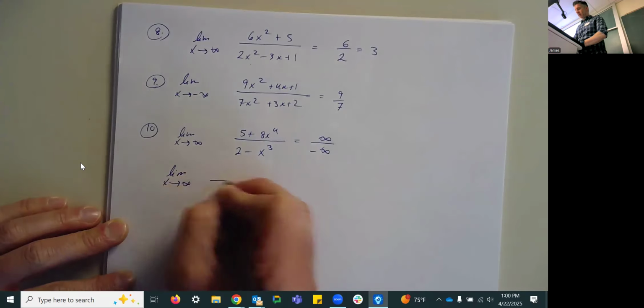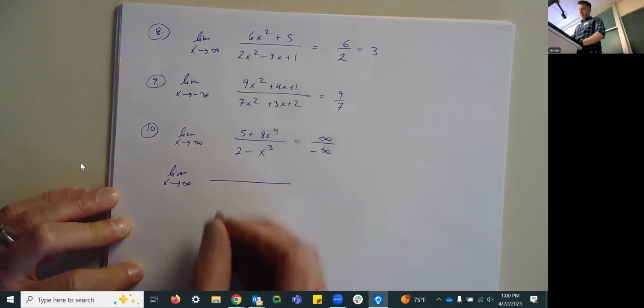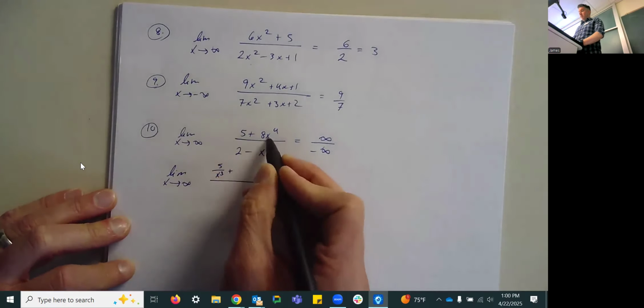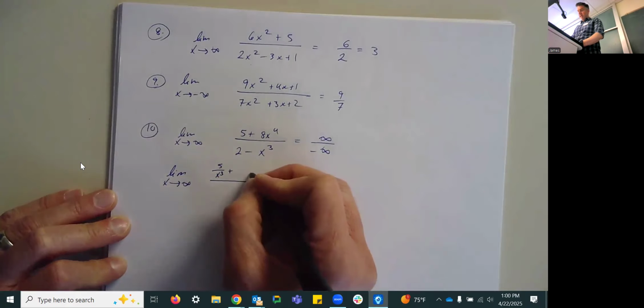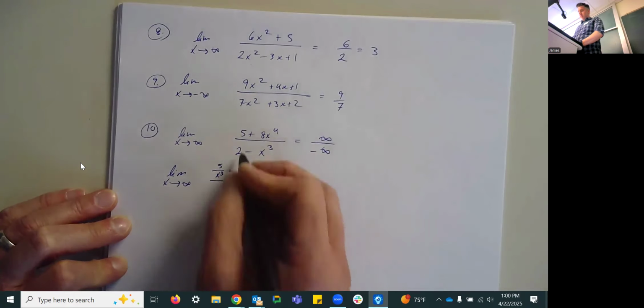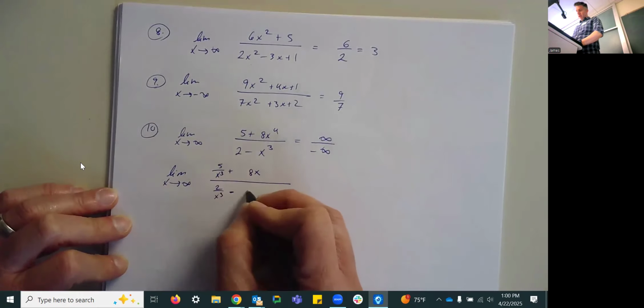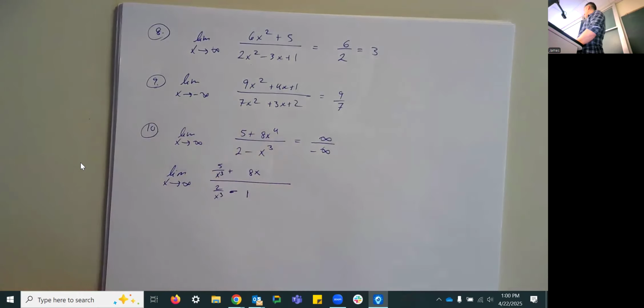It's just, you run the risk of making it harder to do. So we divide everything by x cubed. We get 5 over x cubed. 8x to the 4th divided by x cubed is going to be 8x. 2 over x cubed is 2 over x cubed. And x cubed divided by x cubed is 1. So we divided everything by x cubed.